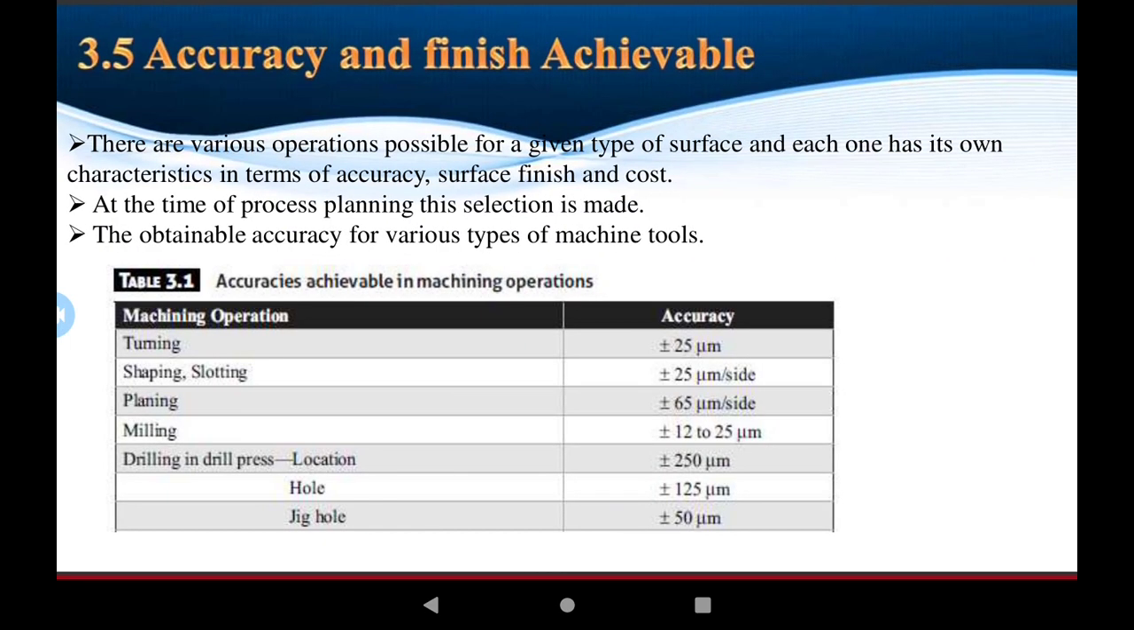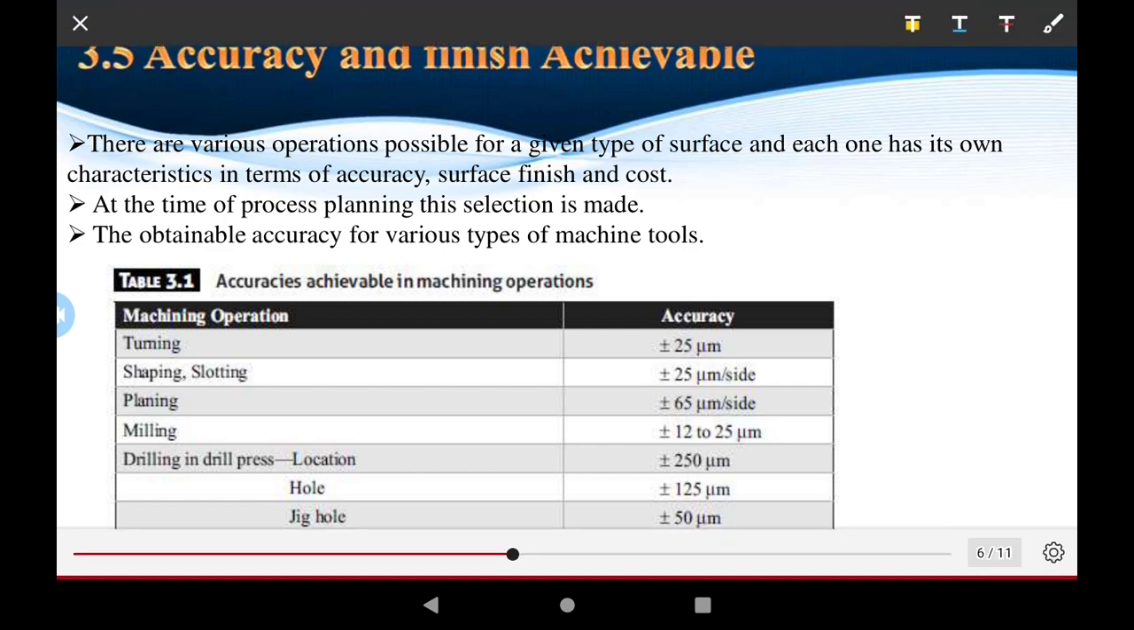On accuracy and finishing: the surface finish achieved in different manufacturing operations gives different values. There are various operations possible for a given type of surface, and each one has its own characteristic in terms of accuracy and surface finishing.